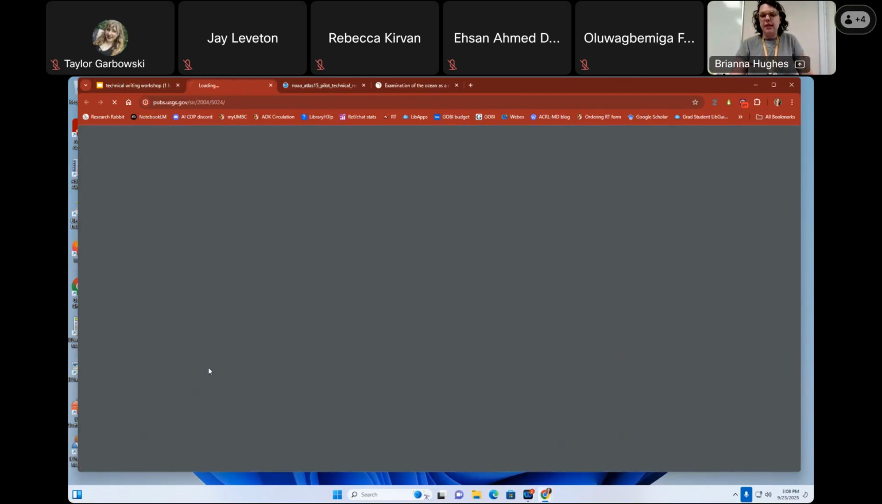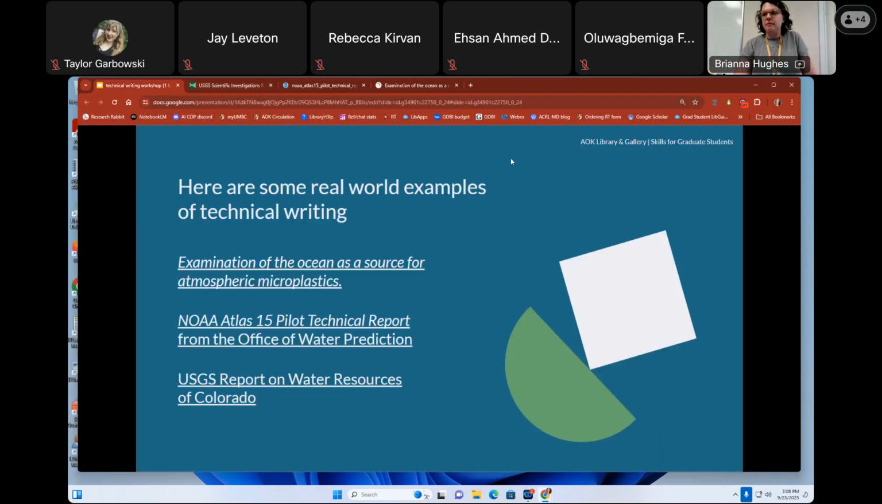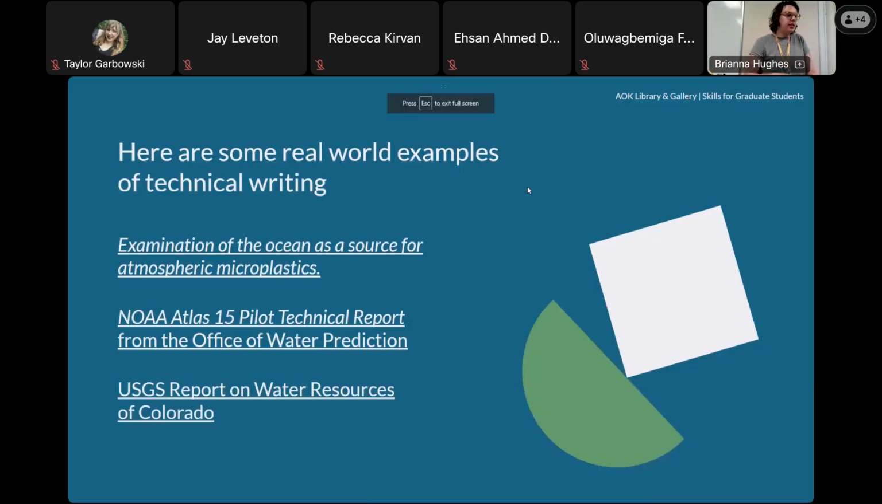And then the third example is a report from the U.S. Geological Survey Group, the USGS. Again, another piece of technical writing from a government source, but not necessarily a peer-reviewed article. So there's lots of different places you might see technical writing, but they all, again, have a lot of similarities.